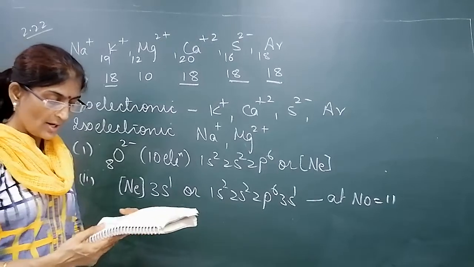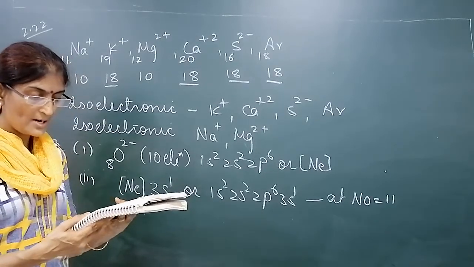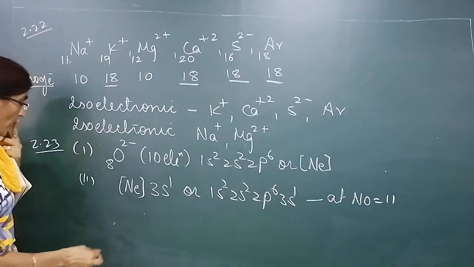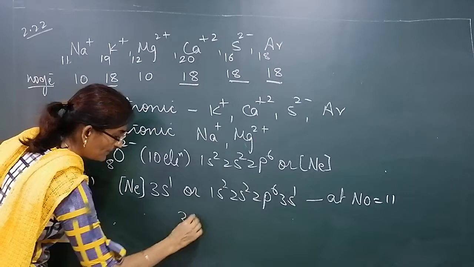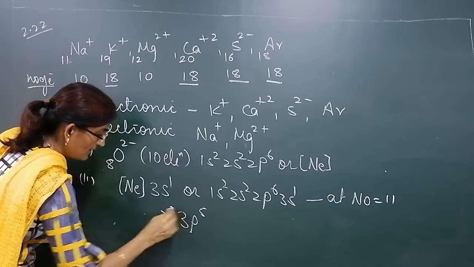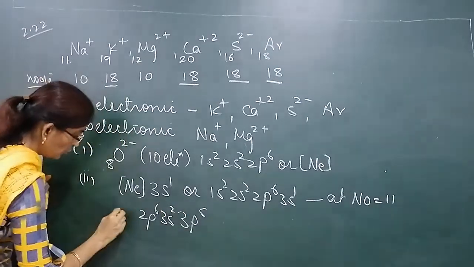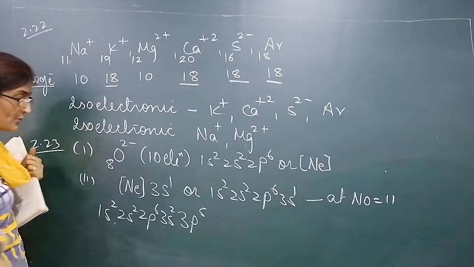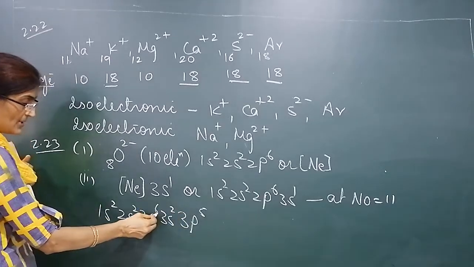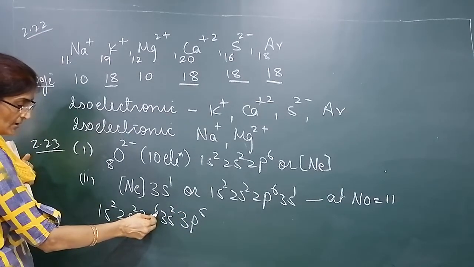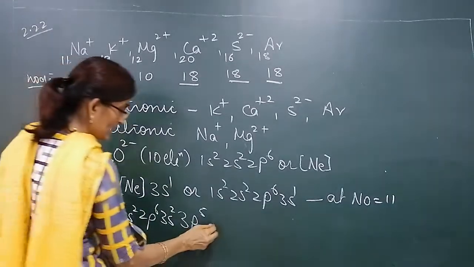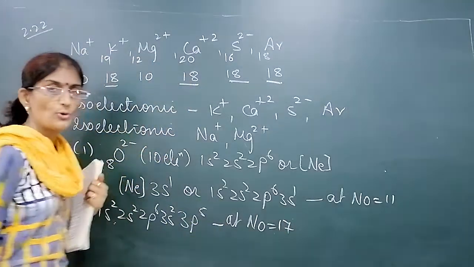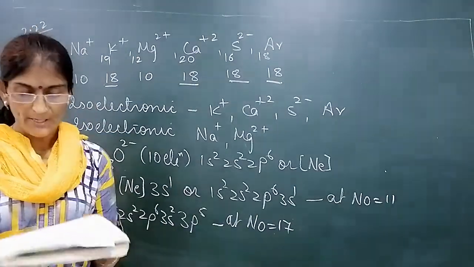Clear? This way we can find out the atomic number. Next is given 3p5, outer configuration 3p5. If it is 3p5, then 3s2 will be filled, 2p6 will be filled, 2s2 will be filled, 1s2 will be filled. Count the total number of electrons. 5 plus 2, 7, 7 plus 6, 13, 14, 15, 16, 17. So atomic number of this element is 17. So by outer electronic configuration, we can find out the atomic number.